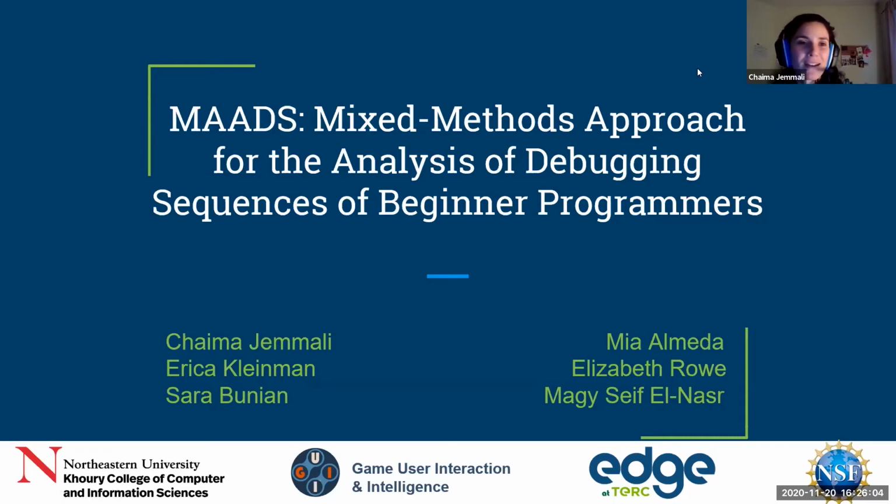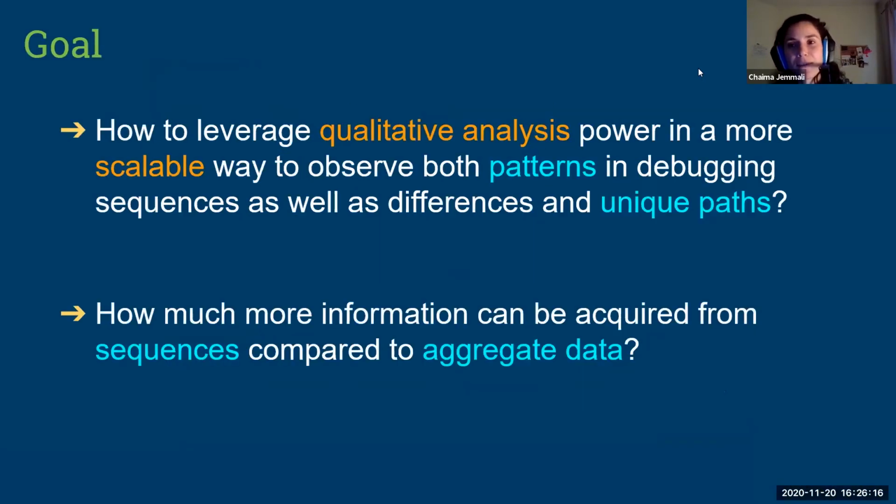So my name is Chaima and I'm a PhD student at Northeastern University. Today I will be presenting MATs, a mixed methods approach for the analysis of debugging sequences of beginner programmers. The idea behind this work is how we can combine qualitative and quantitative analyses to make our observations more scalable, to look at patterns of debugging, but also try to identify unique paths. And also how much information those sequences give us compared to aggregate data.